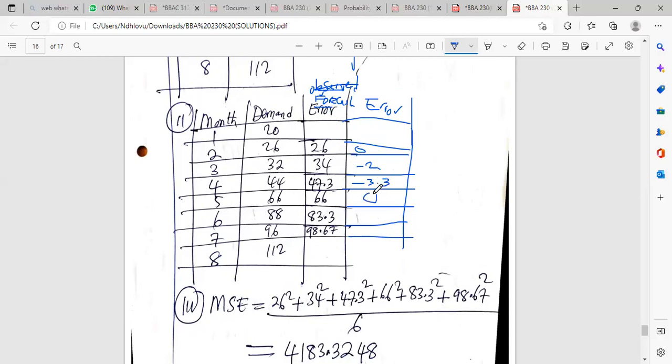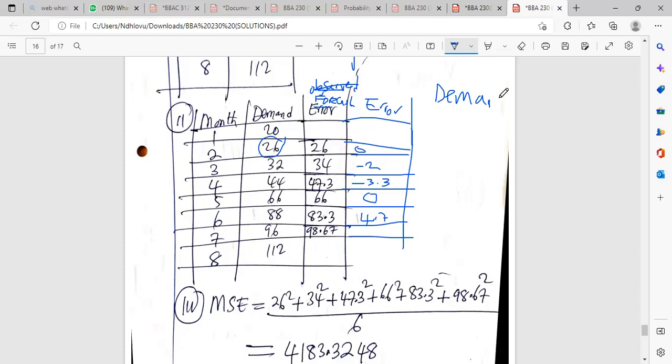Then this one is 0. Then the other one will be 88 minus... What are you subtracting to get those answers? 4.7. We are getting the observed minus the forecast. So the demand is the observed demand, but we forecasted that our demand will be 26. So here it's this one minus the forecast. So demand minus forecast. To find the error, it's demand minus forecast.